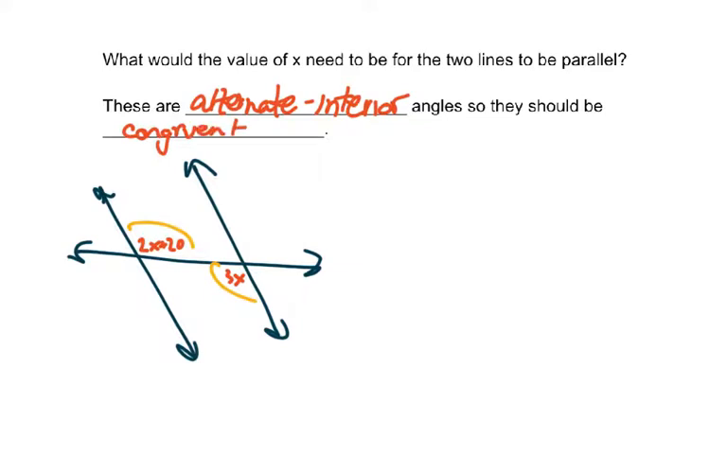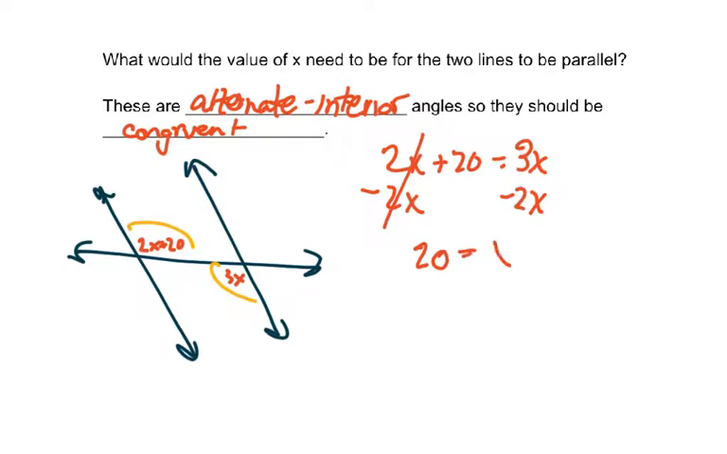So 2x plus 20 equals 3x. And on a problem with multiple x's, we should get our x's on the same side. We do that by subtracting 2x. 20 equals x. And that's it. X has been solved for. This ended up being one step.